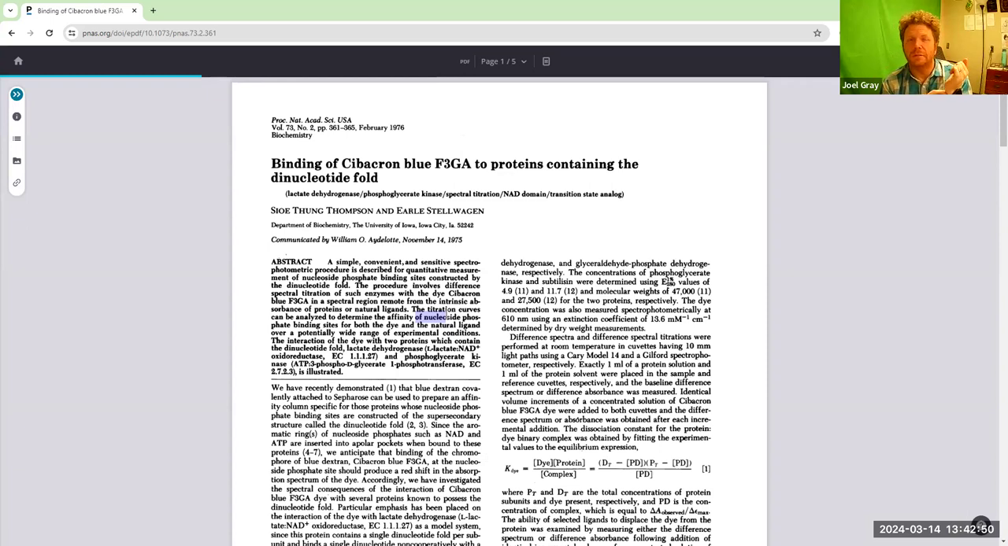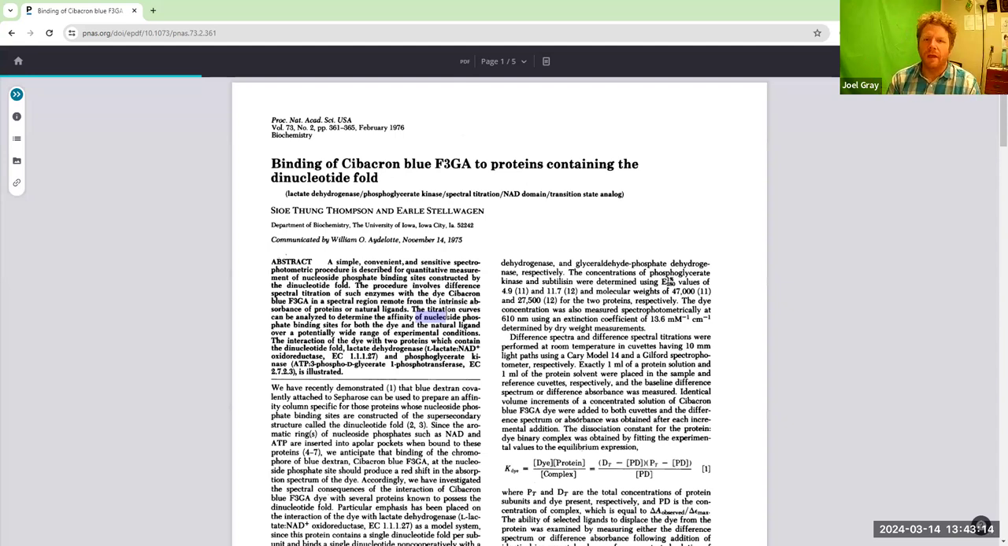Okay. Now, another molecule, lactate dehydrogenase. Lactate dehydrogenase's primary substrate is nicotinamide adenine dinucleotide, or NAD. Nicotinamide, okay, we're talking about a nucleotide. So if lactate dehydrogenase binds to NAD, can it bind to Cibercon blue? Yeah, more than likely it can.